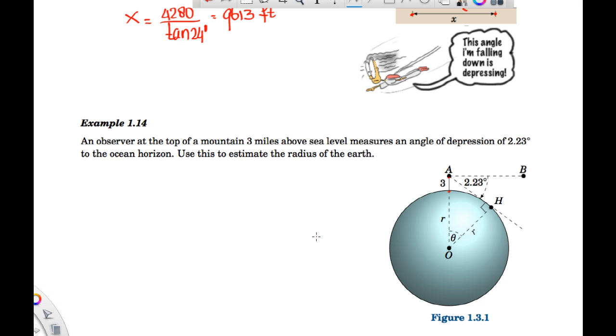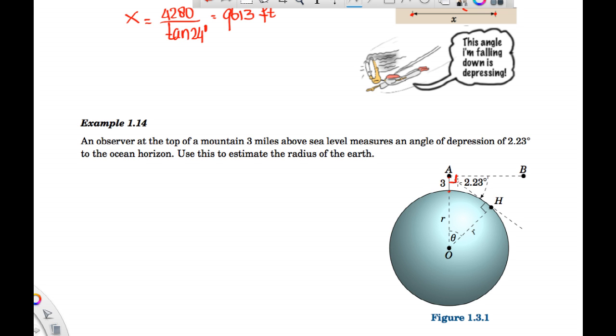I find that in the picture the book uses, this angle is way too big. That's clearly not 2.23, so it should be much, much closer here. That would have helped a little bit, but we know the following. The angle here at A must be 90, because we are directly above, and if you look straight ahead, you are at a 90-degree angle. So that's 90.